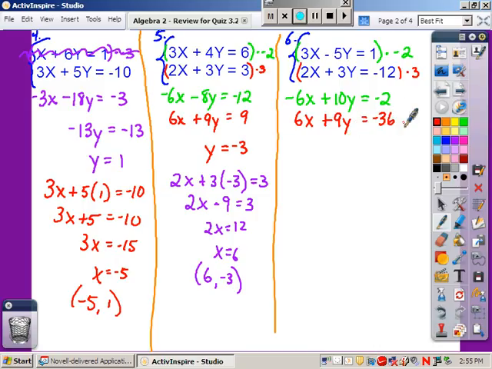I'm going to add them together. These cancel. This gives me 19y. This gives me negative 38. And in one step dividing, I get y equals negative 2.